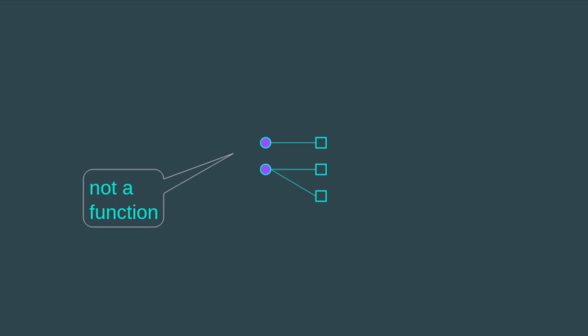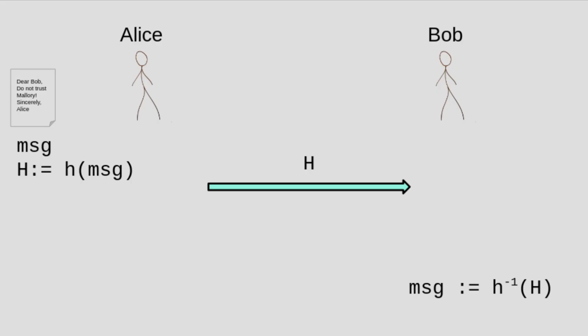So here in this image on the left, the purple circles are the digests and the squares represent the preimage. One digest maps back to more than one preimage, right? So this is not a function. Okay, so hash functions do not have an inverse function.